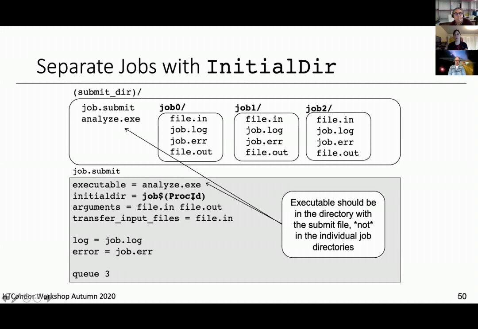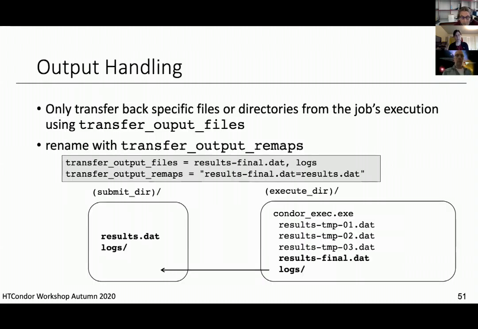So here we're setting, for each job, the initial directory to be the job and process number. So we're submitting 3 jobs and they'll each be submitted from these different directories. All the paths except the executable are relative to these submission directories. The executable is still always relative to where you actually ran condor_submit.